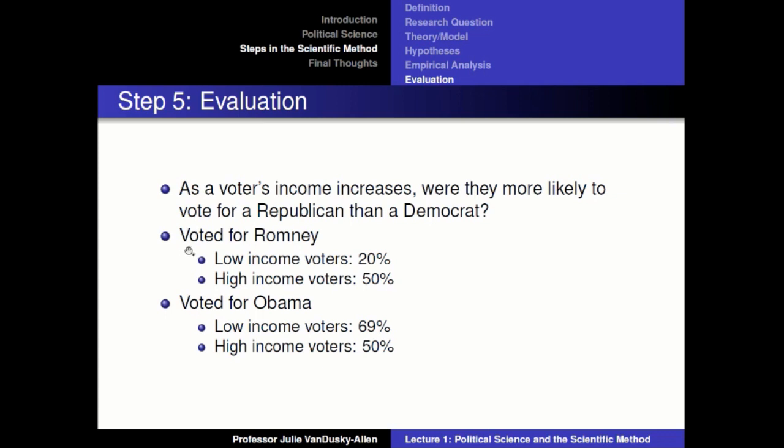High-income voters were more likely to vote for Republicans. Only 20% of low-income voters voted for Romney, while 50% of high-income voters voted for Romney. In addition, low-income voters were more likely to vote for Democrats than Republicans. 69% of low-income voters voted for Obama, while only 50% of high-income voters voted for Obama.